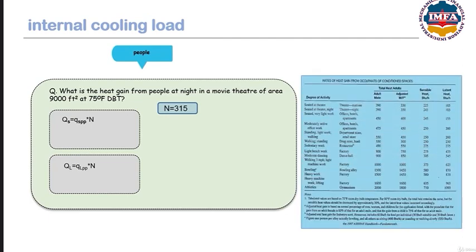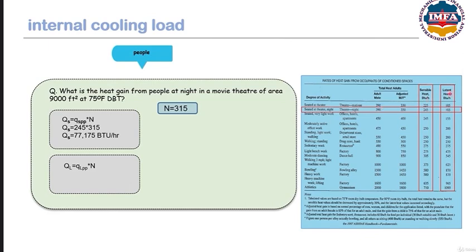Next, we find the sensible cooling load per person. Again, we select the row for theater and the column for sensible heat. We get the value as 245. Now we have sensible heat gain per person, which is 245, and number of people, which is 315. On multiplying these two values, the sensible cooling load due to people is found as 77,175 BTU per hour.